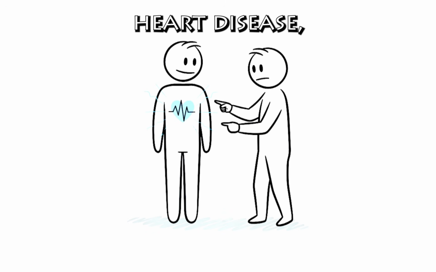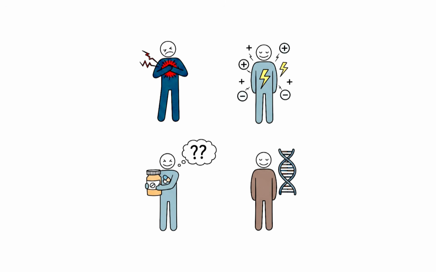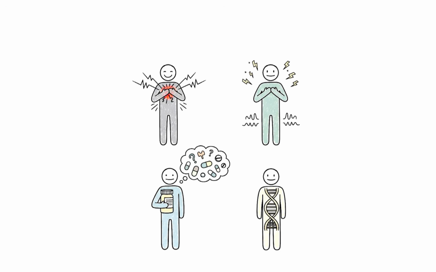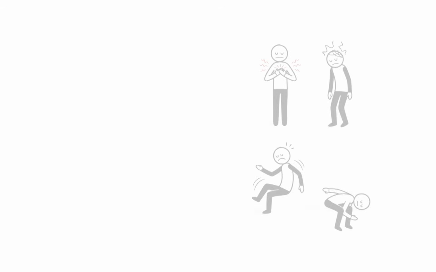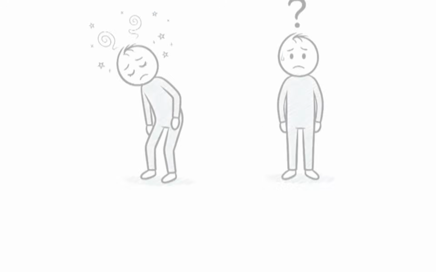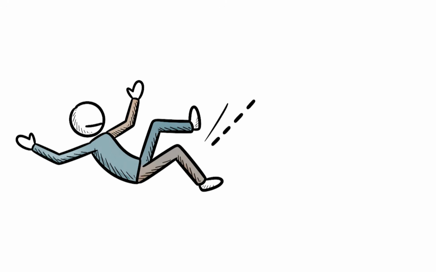Arrhythmias can be caused by heart disease, prior heart attacks, electrolyte imbalances, medication effects, genetic conditions, or damage to heart tissue. Symptoms range from palpitations and lightheadedness to fainting or sudden collapse, depending on the type and severity of the rhythm disturbance.